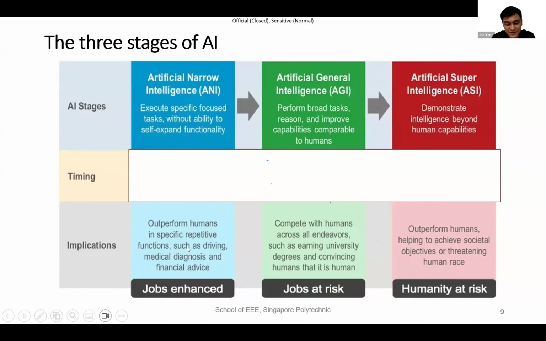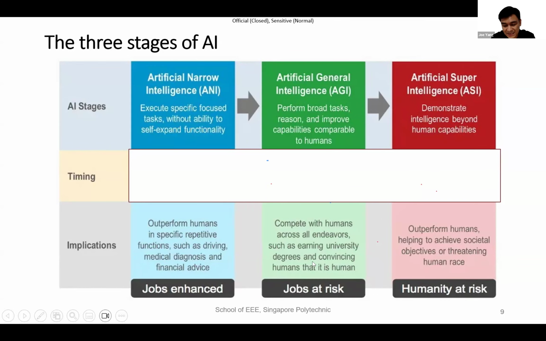For example, long-hour driving: AI can maybe drive autonomous vehicles, while a human being needs to rest. These are things AI can help to enhance and improve, and work together with you. Next, if AGI, general intelligence, comes in, some jobs will be at risk, because AI will start to compete with humans across all endeavors, such as earning university degrees and convincing humans that it is human. When AI can improve, it could outperform human beings one day.